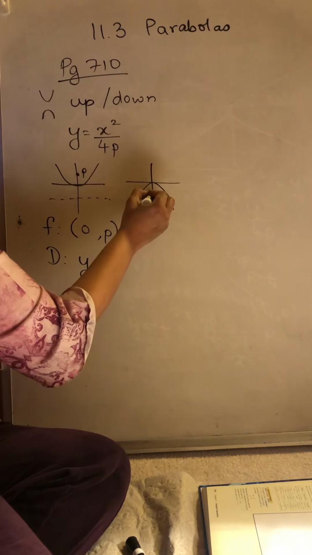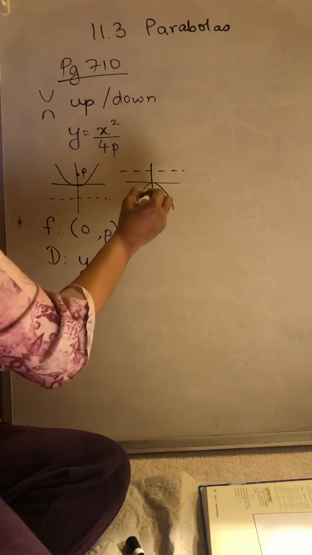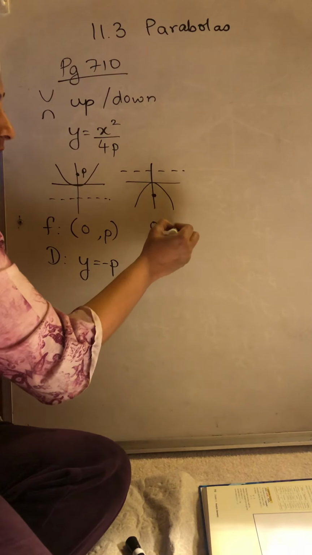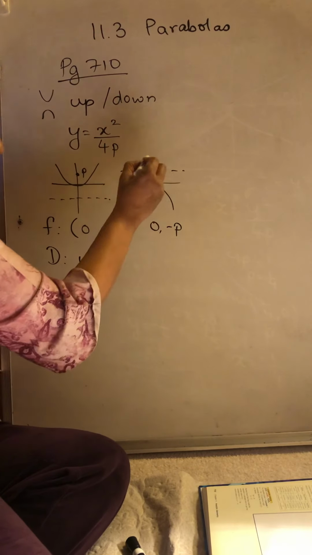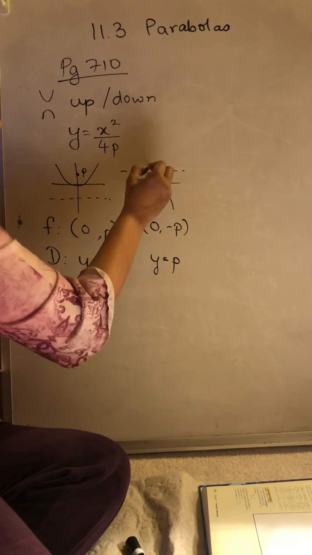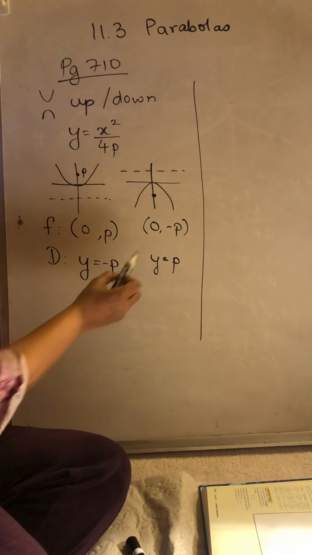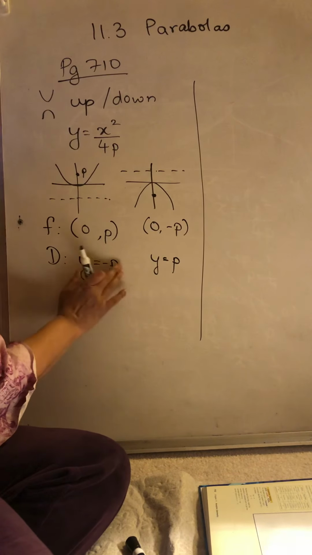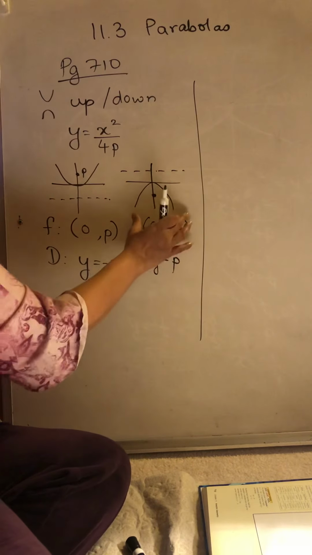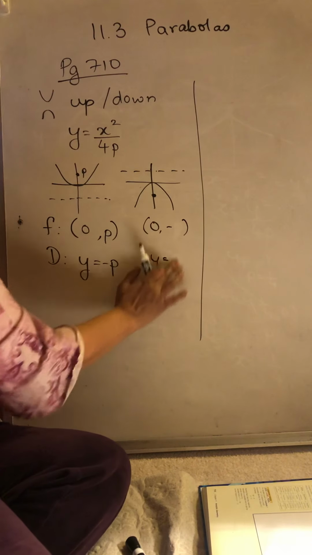On the other hand, if it's a down facing parabola, it's going to look like this. The focus is going to be here and the directrix is going to be here. So this focus will be 0, negative p, and the directrix will be y equals a positive number. But remember, this is not the right way to tell you because p can be positive or negative. Don't get confused by this. P is a number.